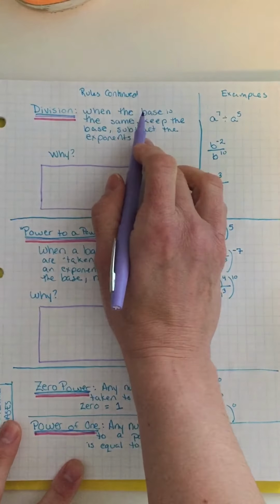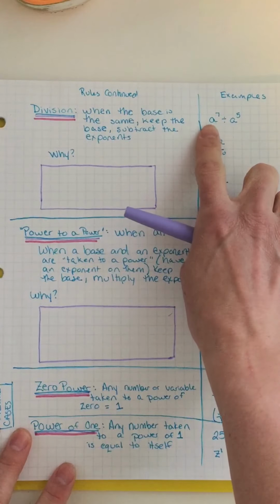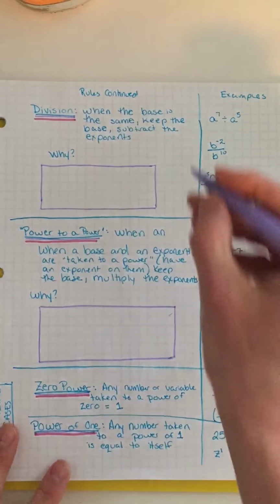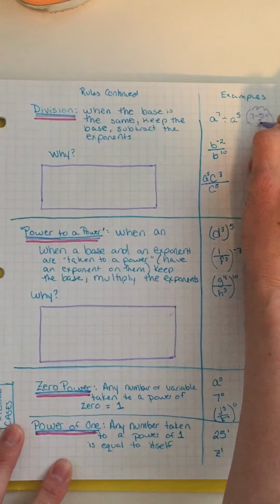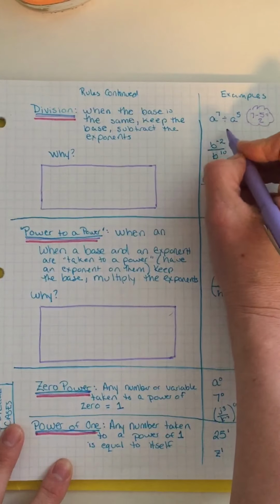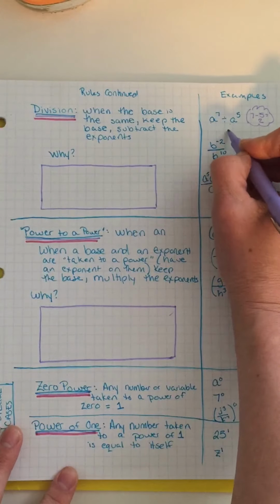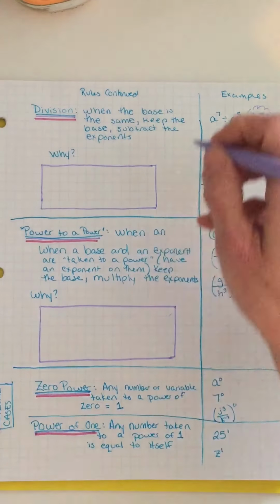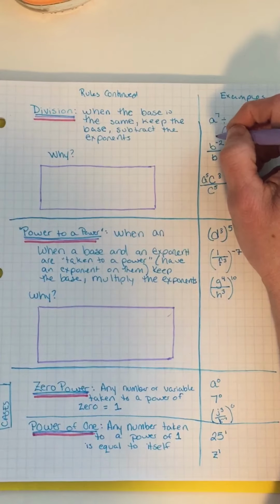So division: when I have division and the base is the same, I'm going to subtract the exponents and keep the base. So here I'm thinking 7 minus 5 is 2. So a to the 7th power divided by a to the 5th power becomes a to the 2nd power. We don't typically see it with that sort of division sign. Usually we see it written as a fraction.